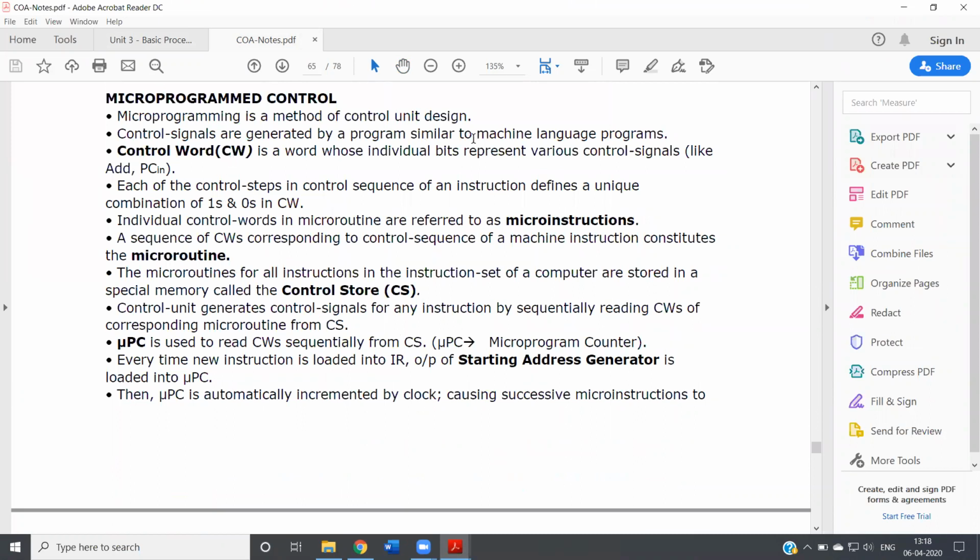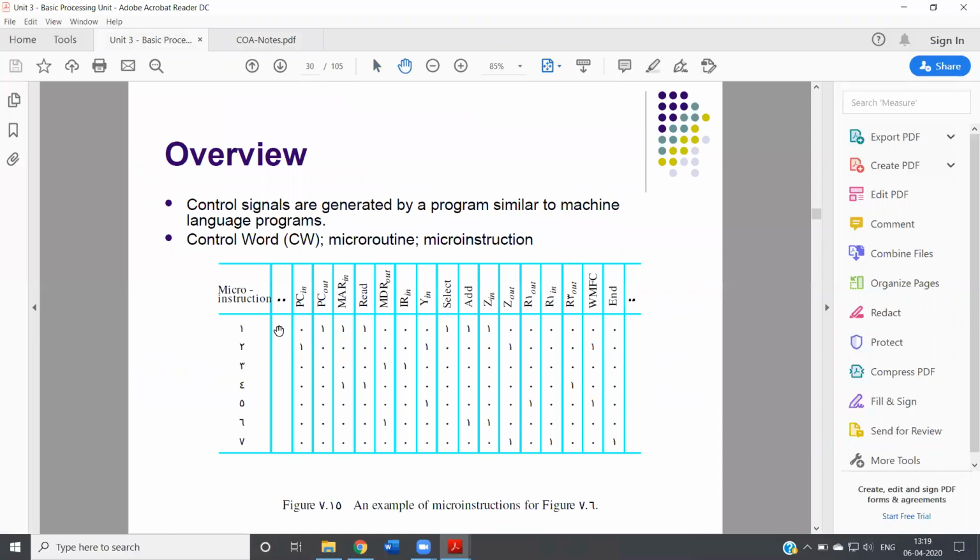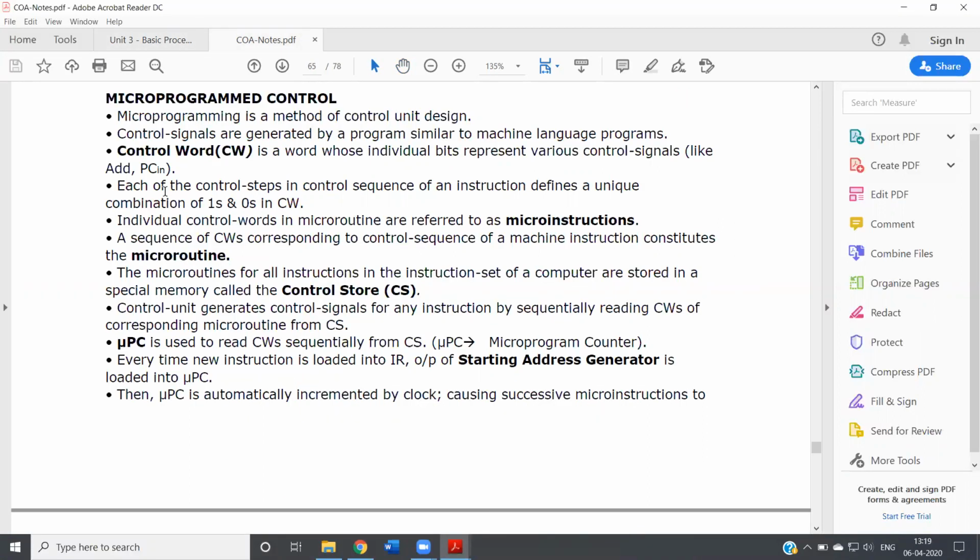Microprogram is a method of control unit design. Control signals are generated by a program similar to machine language programs. A control word is a word in which individual bits represent various control signals. So in this line, each of these individual bits represents one control signal. Each bit may be 1 or 0. Individual control words in the micro routine are referred to as micro instructions.